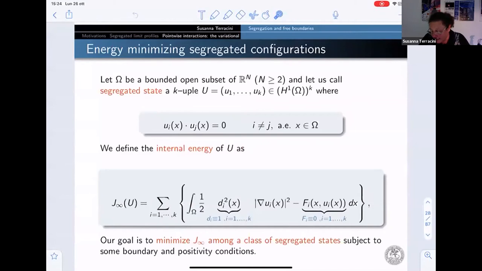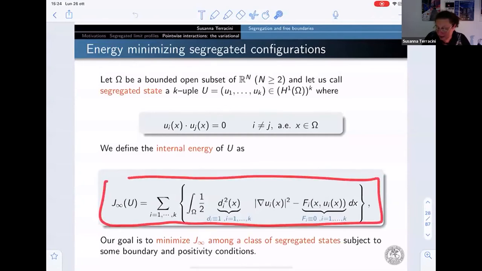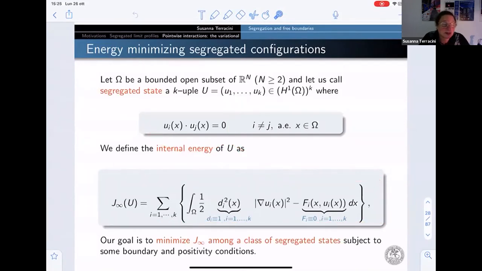Okay, let me start with the most basic case of the variational segregation phenomenon. In this case, we have some given Lagrangians, and we minimize the internal energy with respect to all vectors of K functions having disjoint supports.